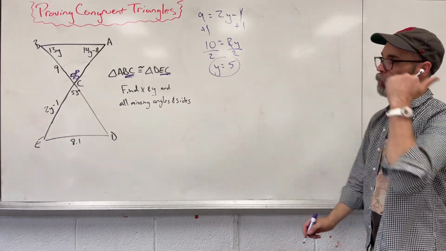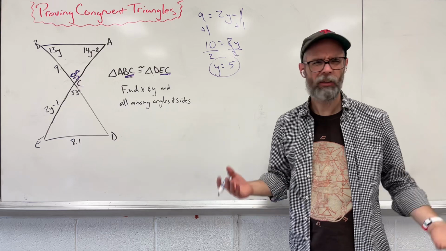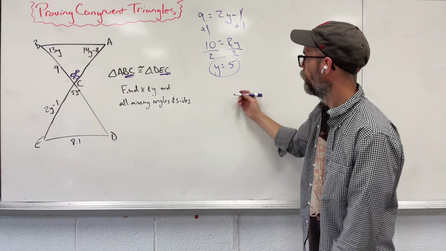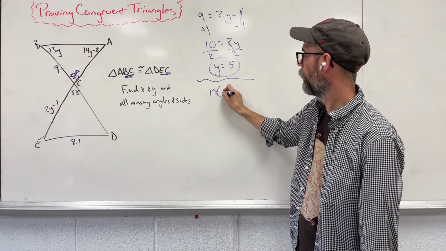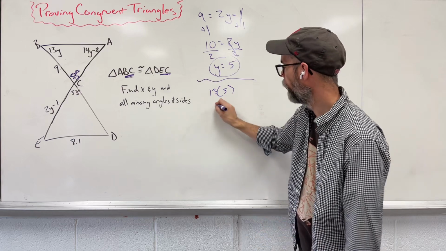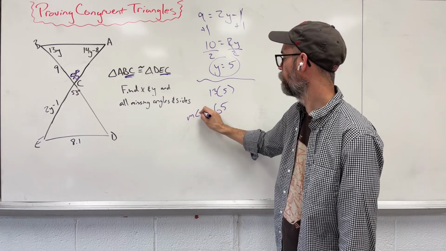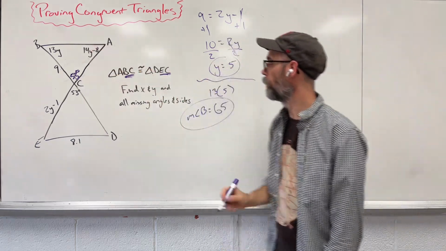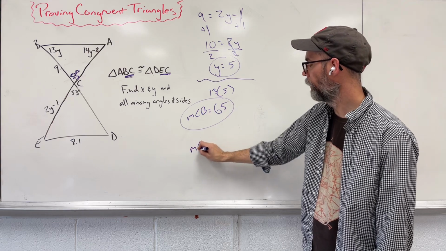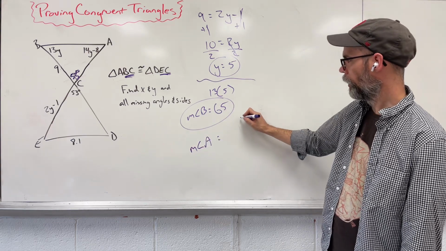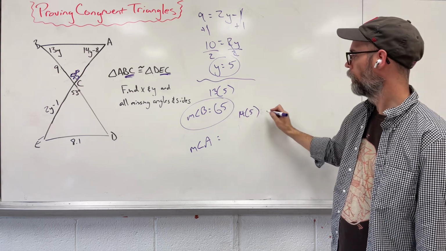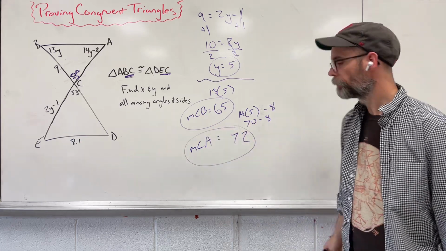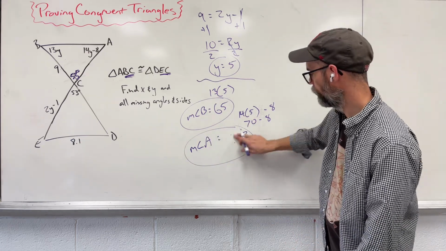Okay, we know X, we know Y. Now let's go back and figure out all the missing angles, missing sides, and all that stuff. So let's take this, plug it in up here, and figure those out. We know that 13 times 5 is going to give us 65, so the measure of angle B is 65. Let's do that again. Put 5 right there with A. The measure of angle A is 14 times 5 minus 8, which is 70 minus 8, which is 62.